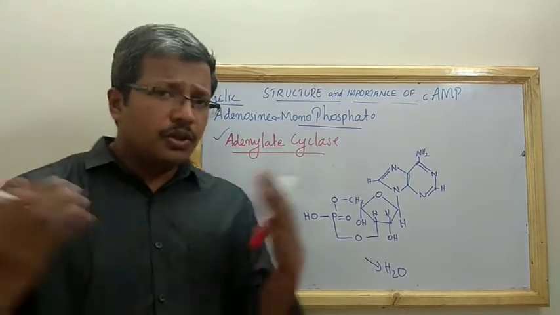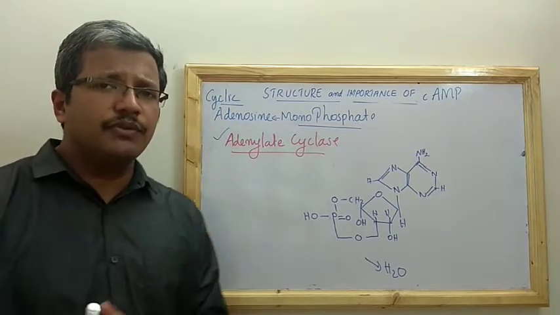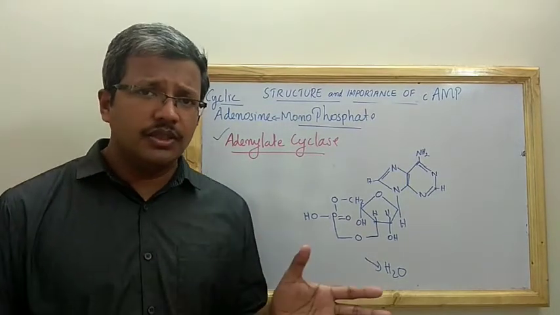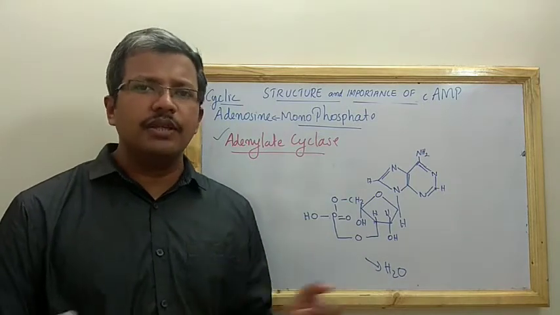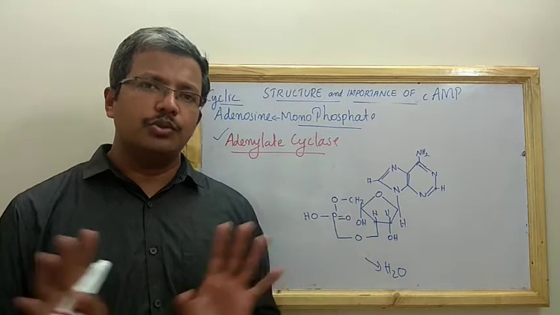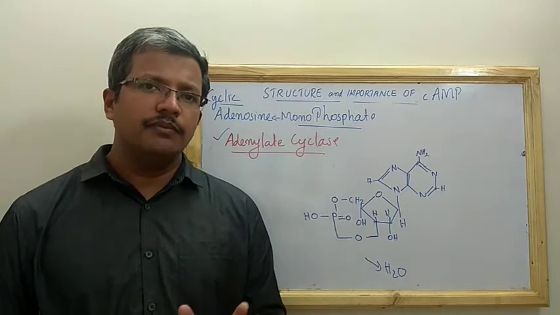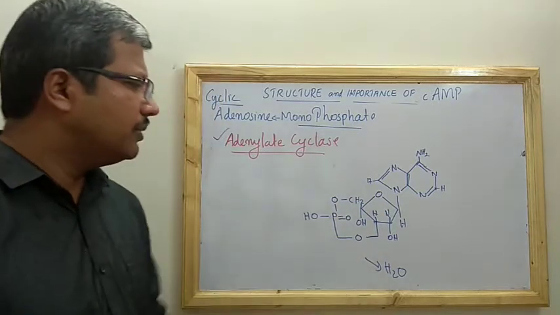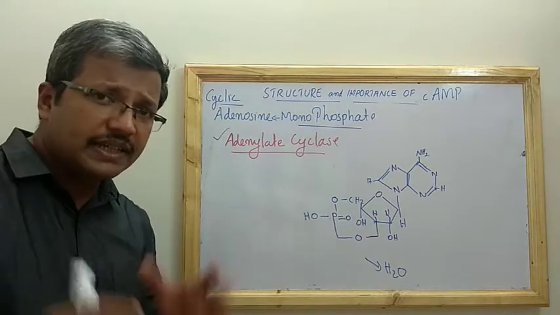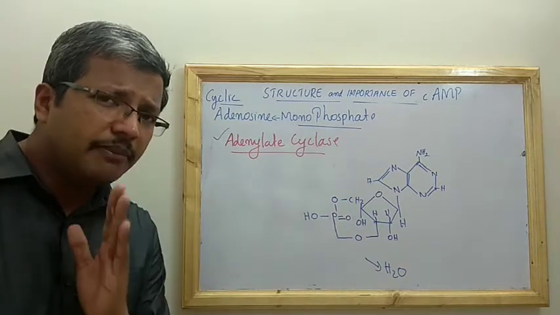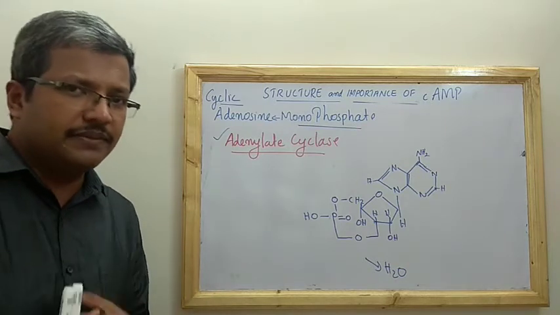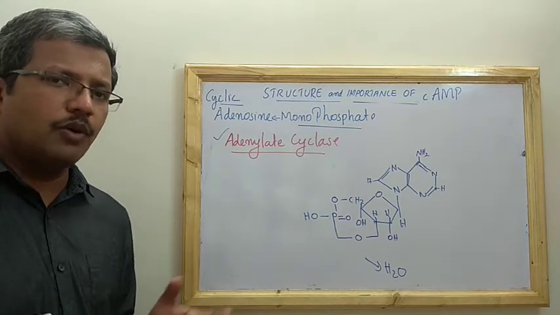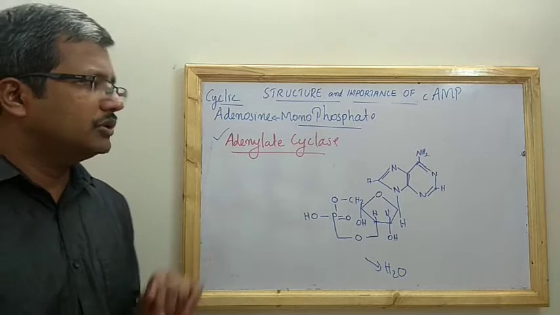So to remember the structure of cyclic AMP, it is easy for you, nothing to worry. First you draw the AMP, then connect the phosphate with the third carbon of the ribose sugar in the AMP. Easy. So that's all. So water will be removed there. So this is actually the cyclic AMP, which is formed from AMP by the action of adenylate cyclase. Okay, hope it's clear for you. So that's about the structure.